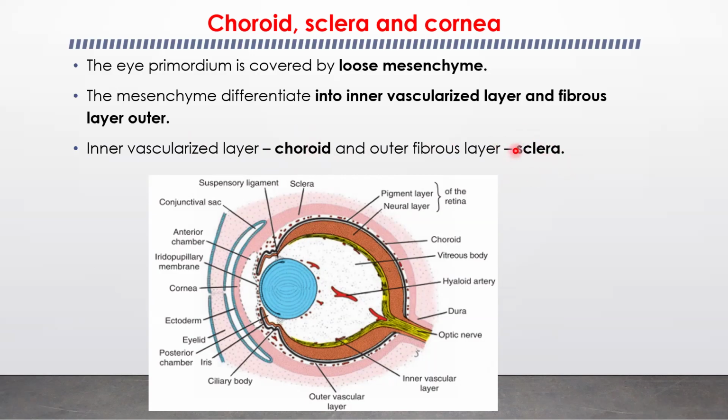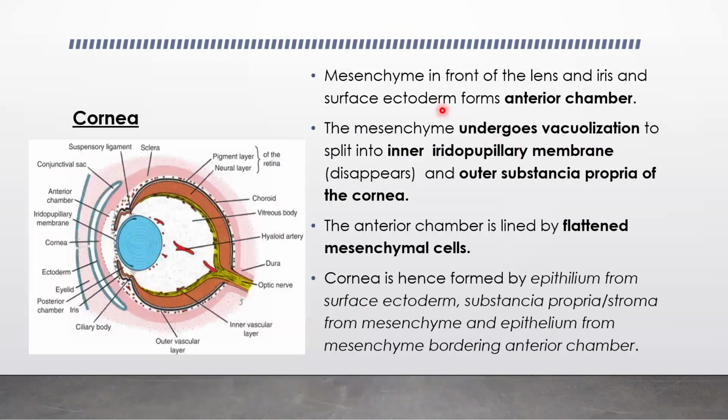So we've already formed now the three tunics. We've already formed the retina, the choroid, and also now the sclera. So that is how we form those layers from loose mesenchyme. Now, what about the cornea specifically? So the cornea is the one that is just anterior. So there is a cornea.